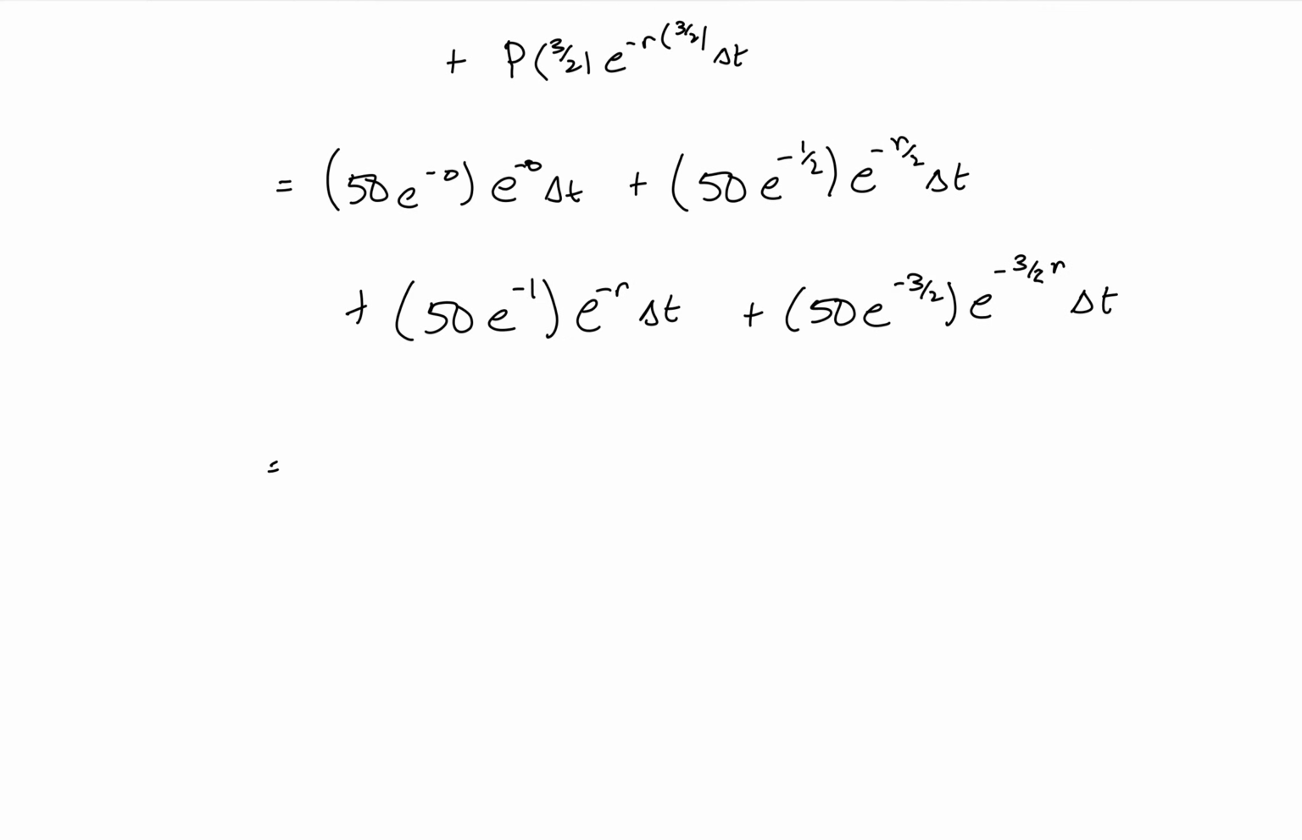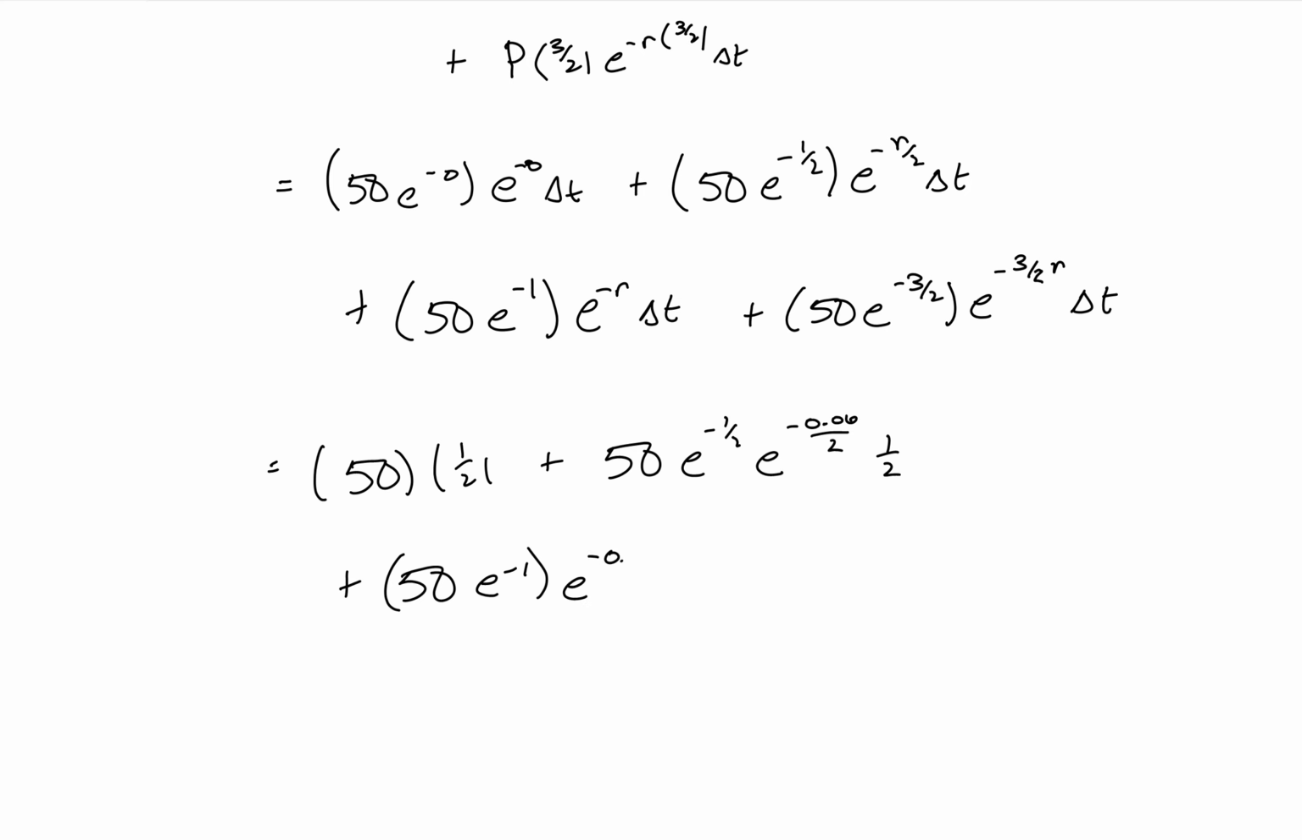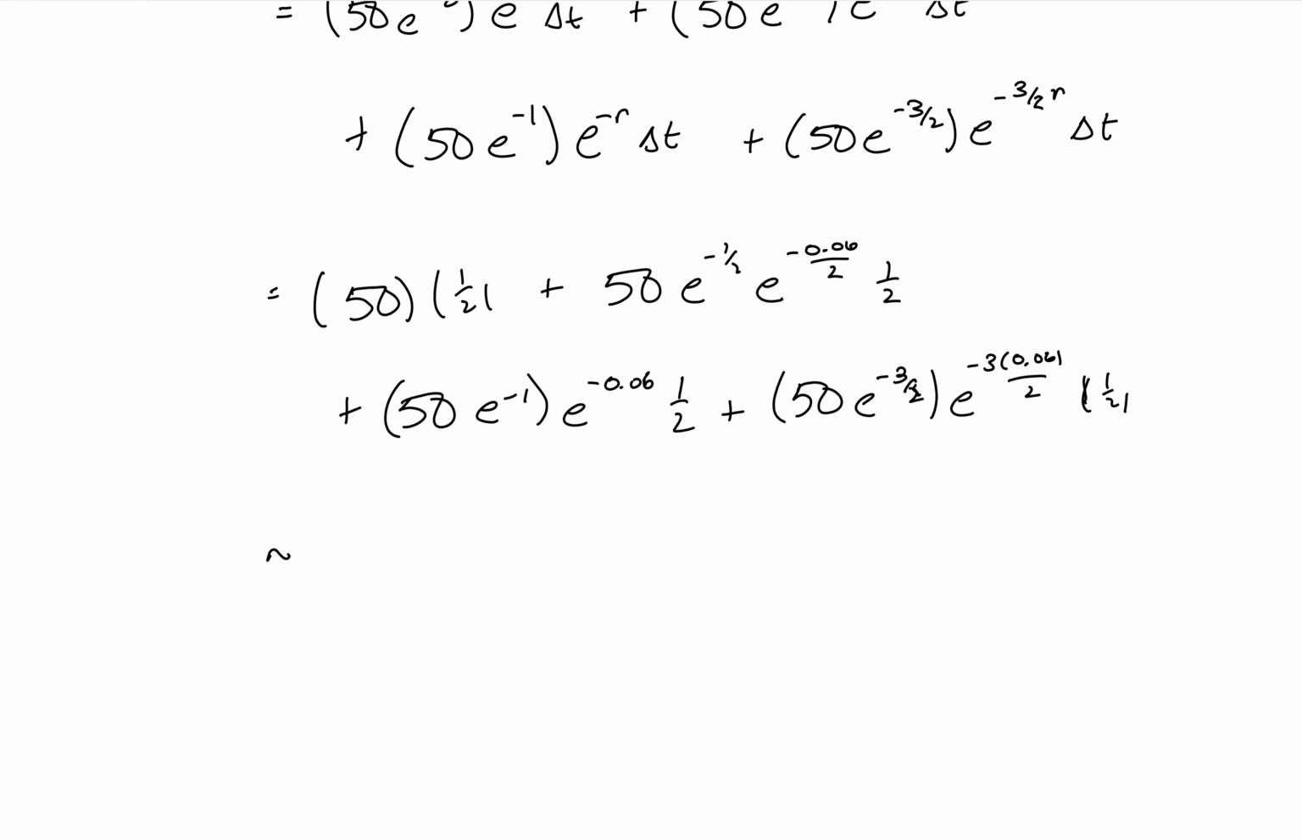And so now we can fill these things in. So this is 50, and then we just have our delta t, which is 1/2. And I have 50 e to the minus 1/2 e to the minus 0.06 over 2 times 1/2 plus 50 e to the minus 1 e to the minus 0.06 times 1/2 plus 50 e to the minus 3/2 e to the minus 3 times 0.06 over 2 times 1/2. And if we simplify that out, this is about 56.49, and this is thousands of dollars.